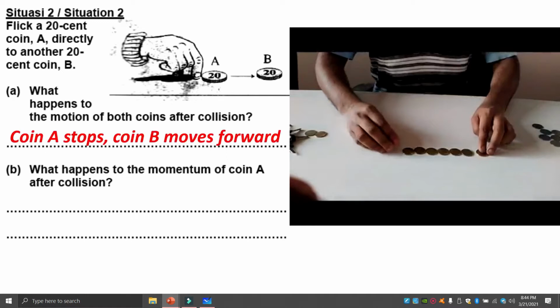Right? So what happened to the coin A? So the coin A will stop moving. Okay, but the coin B will start moving. Okay, coin A will stop moving, but the coin B will start moving. It's the same as the video just now.